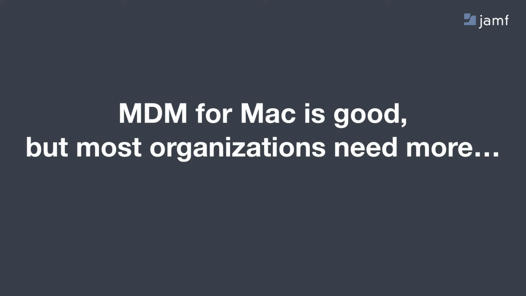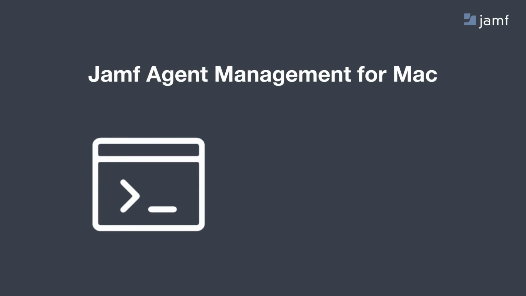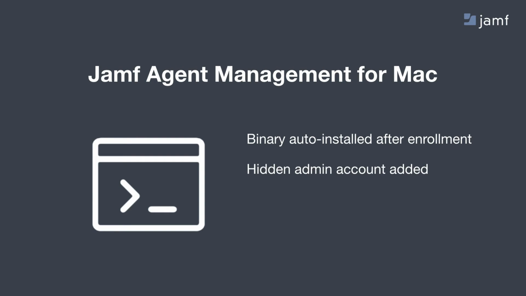So MDM is really good for the Mac, but a lot of organizations need more. They need some of these more advanced things, which is why we also have an agent that gets installed on the Mac. We call this the Jamf Agent, and it's really just a binary, and it gets automatically installed after you enroll your device. And in addition to the binary, it also adds a hidden admin account. Why do we add a hidden admin account here? Well, it's because that gives you root access to the Mac, so remote root access.